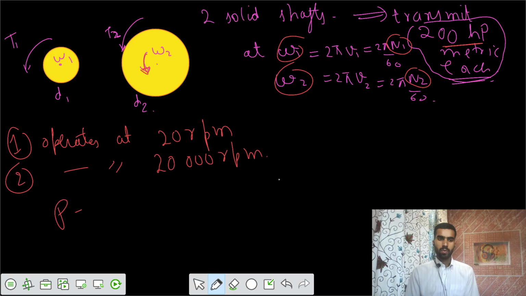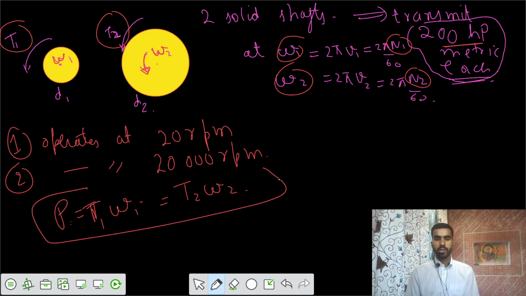We have the equation power equals T times omega. So your power is constant. That means T1 omega 1 equals T2 omega 2. So torque 1 would be different compared to torque 2, because omega 1 is different compared to omega 2. So we got this equation.